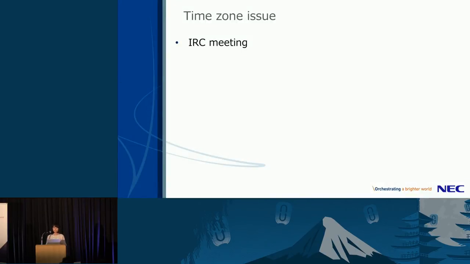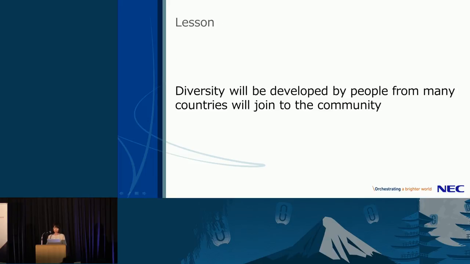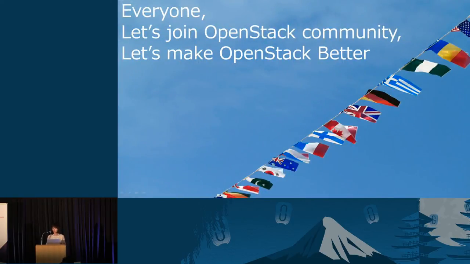And some issues similar to my experience, of course, are the same as Mansan said. For example, the time zone issue: most meetings are US or Europe time zone centered, right? And also, we are facing a language issue. In the OpenStack community, meetings are held on IRC, and the Design Summit is held as face-to-face conversation. It is very difficult for non-English native people. These issues I introduced will not be noticed or resolved unless people who have trouble insist on it. Diversity will be developed as people from many countries join the community. So everyone, let's join the OpenStack community and let's make OpenStack better. That's all, thank you.